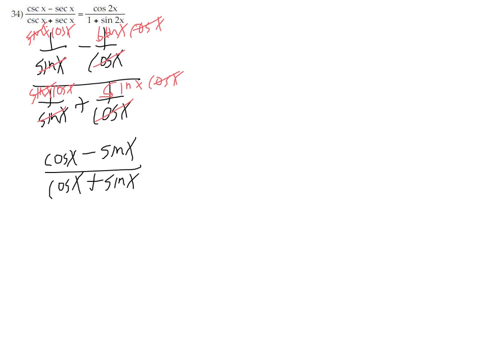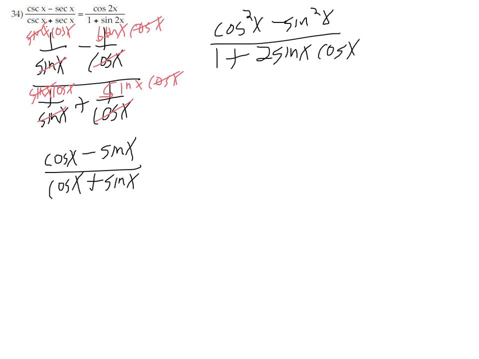Cosine double angle, that would be cosine squared x minus sine squared x. Denominator, double angle, 1 plus sine 2x is 2 sine x cosine x. We're trying to see if this is an identity. It might not be, in which case we could try x equals something that would be easy for sine and cosine, maybe 45 degrees again. But let's just keep assuming that this is going to work out.